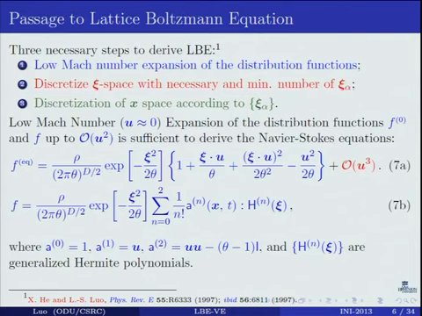So there are 3 steps. Number 1, for the incompressible flow, you want to do the low Mach number expansion. Then you want to discretize the velocity space with only the necessary and minimum number of velocities. And then you will discretize the configurational space according to what you have here. So it's a very specialized discretization. Well, first of all, the low velocity expansion. You just do the Taylor expansion. All you need is to expand up to the u square.